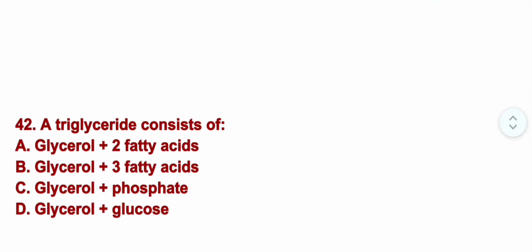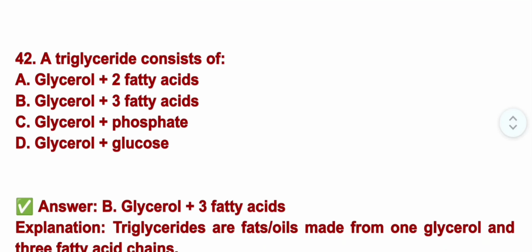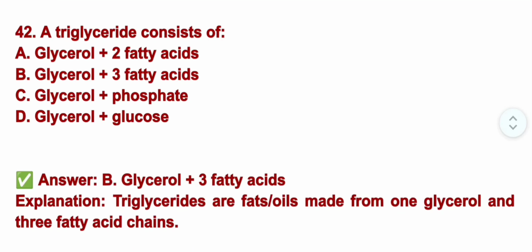Question number 42. A triglyceride consists of? The correct option is option B, glycerol plus 3 fatty acids. Triglycerides are fats made from one glycerol and 3 fatty acid chains.